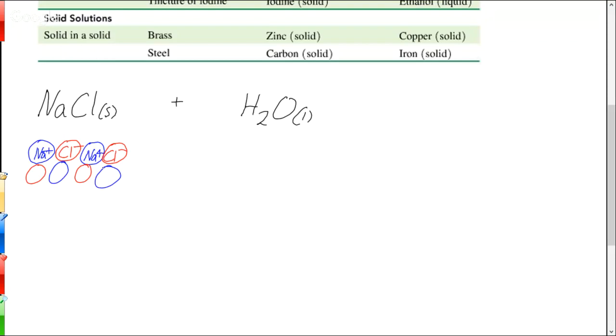Yeah. It's called hydrogen bonding. So they're connected through these intermolecular forces called hydrogen bonding. And we can draw that.